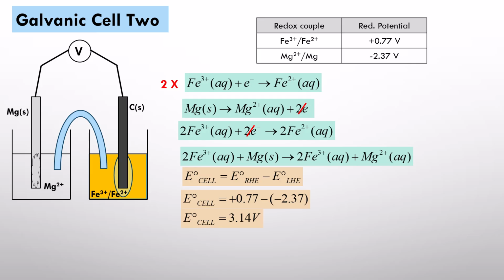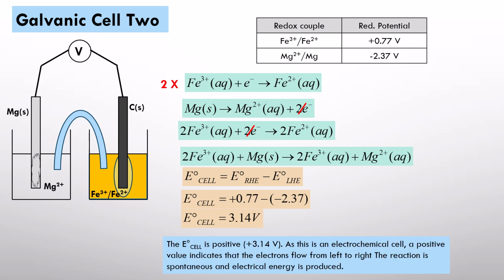What does this mean in relation to achievement 91393? I would have to say that this cell will produce electrical energy. So it has a positive voltage. That means that the electrons will flow from left to right in this cell, and that the reaction between these two things will happen spontaneously and electrical energy is produced. So it's important I put the word spontaneous, and electrical energy is produced. And that's it. That's the comprehensive explanation of this galvanic cell.